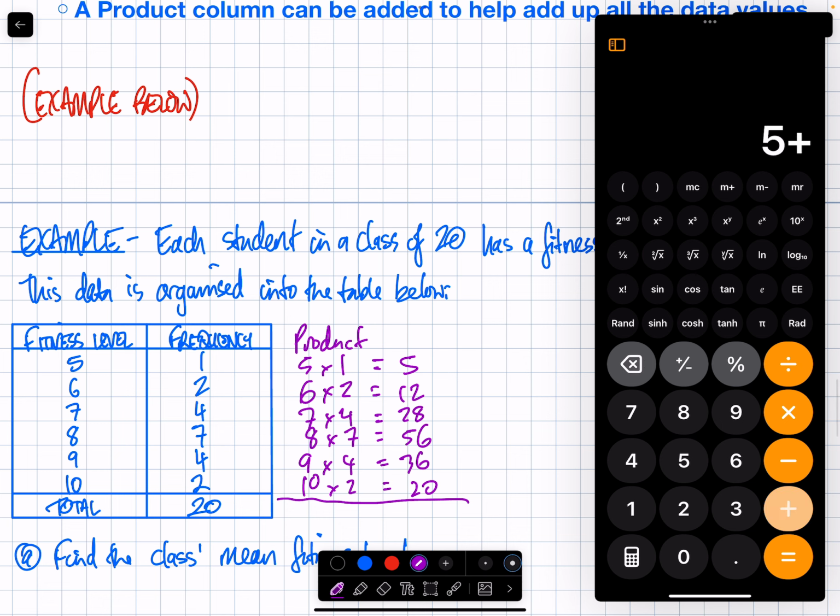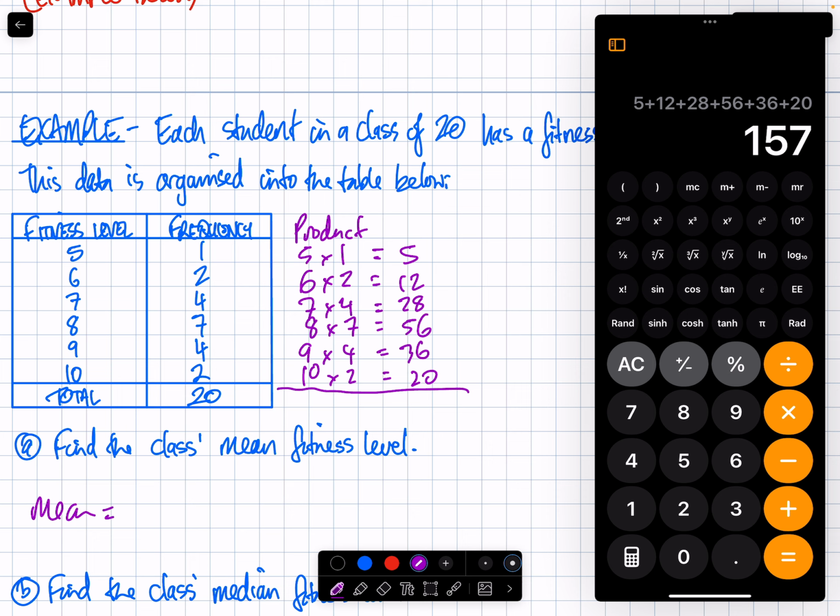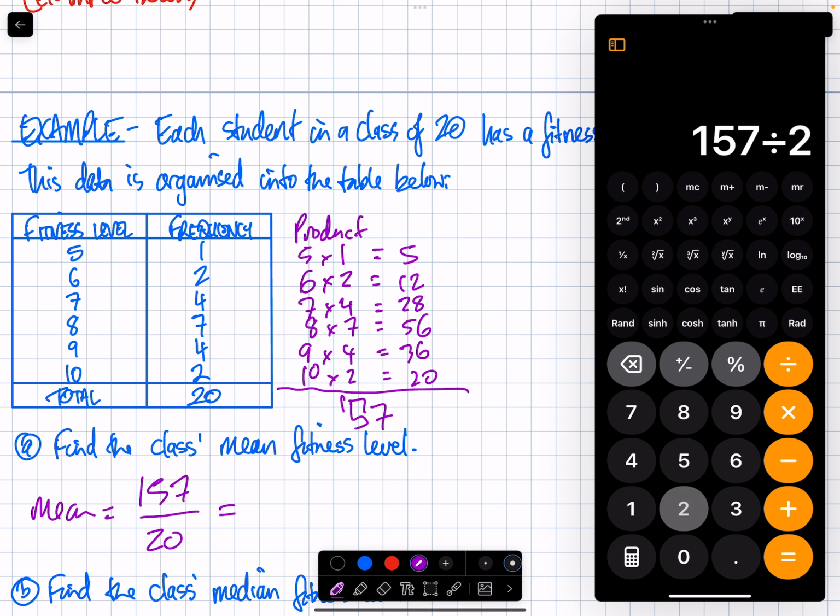So all I need to do is go 5 plus 12 plus 28 plus 56 plus 36 and 20, 157. So to find the mean, mean equals 157 divided by, what's the total frequency? How many bits of data do we have here? You have 1 5, you have 2 6s. If I added all of these together, I end up with 20. There were 20 numbers in my data set. So 157 divided by 20, the mean is 7.85.